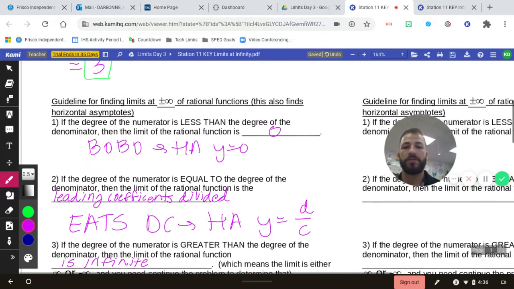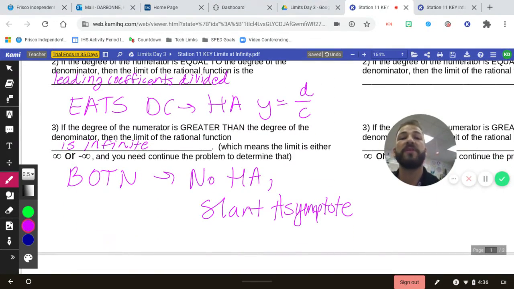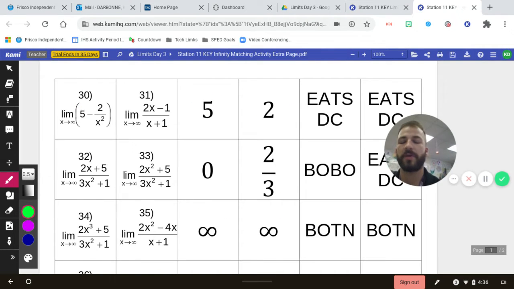Okay, so those are kind of the notes section. I'm going to go through a couple of these example problems with you. Yep, there we go. Okay, I'm going to go through a couple of these example problems with you.